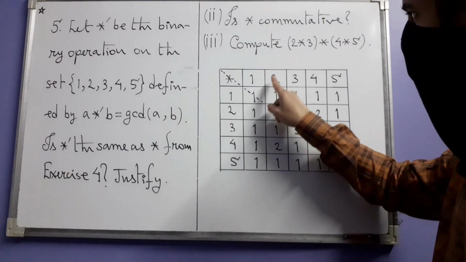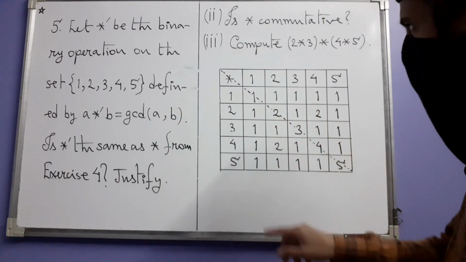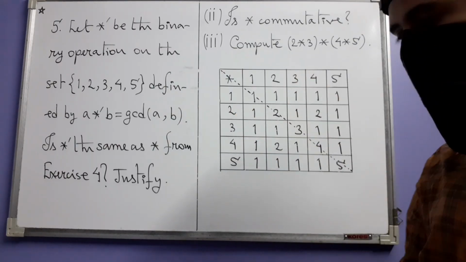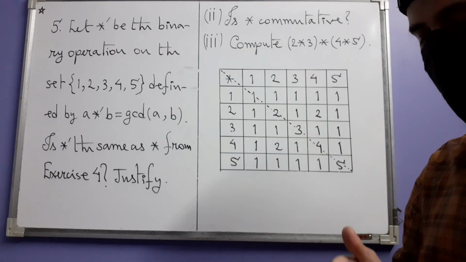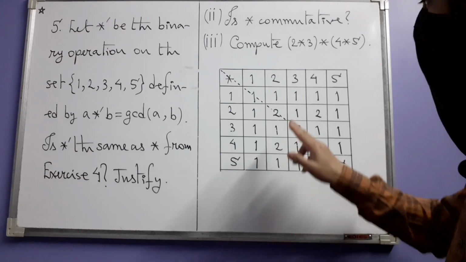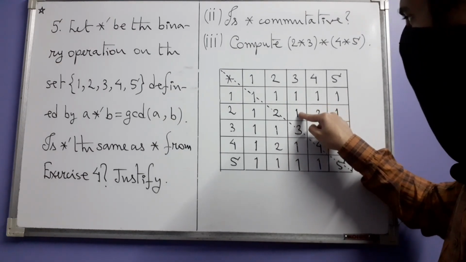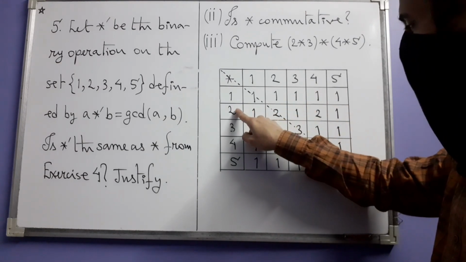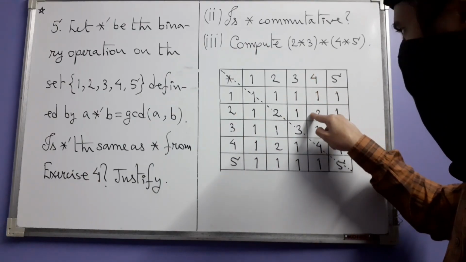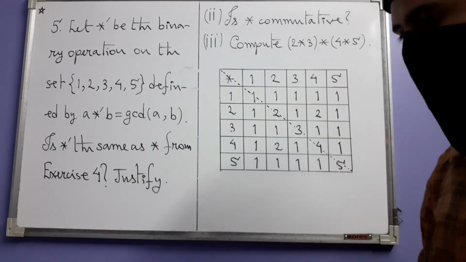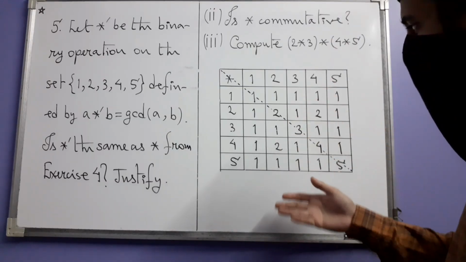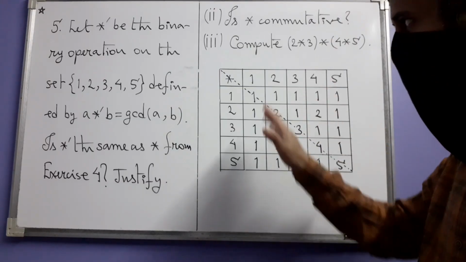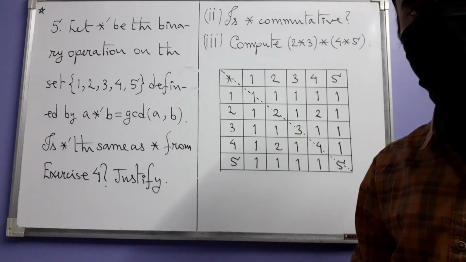What's the GCD of 2 and 2? 2. 2 and 3 are relatively prime, which means there is no common divisor between them except 1 and minus 1. That is why here also the GCD is 1. The GCD of 2 and 4 is 2. 2 and 5 are relatively prime or co-prime, so GCD is 1. Like that, you can verify that yes, actually this is nothing but GCD.